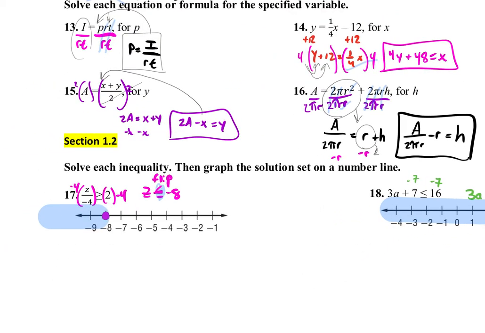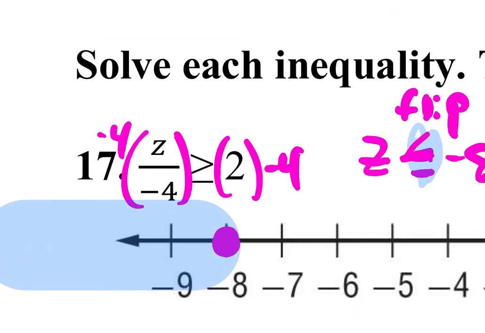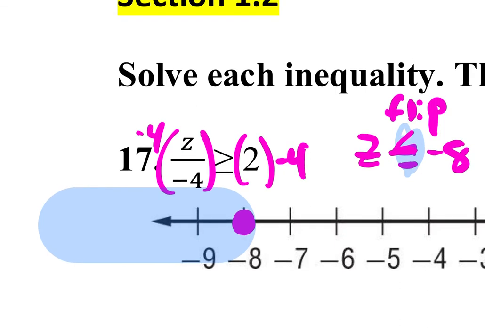1.2, we are solving inequalities. It's just like solving equations, except if you multiply or divide by a negative number, we have to flip the inequality. So you can see here, to solve for z, z was being divided by negative 4, so I multiplied both sides by negative 4, which does cause the inequality to flip.